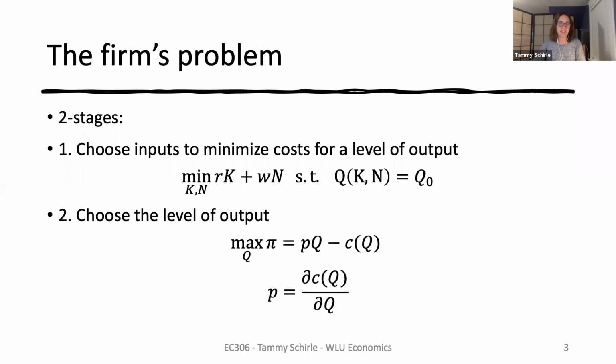In a second stage, then, they decide what the profit maximizing amount of output to produce is. For a competitive firm, this is a matter of finding that level of output whereby the price that they can charge for a good is equal to the marginal cost of producing it.